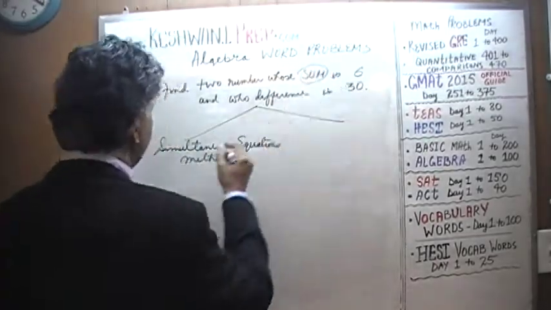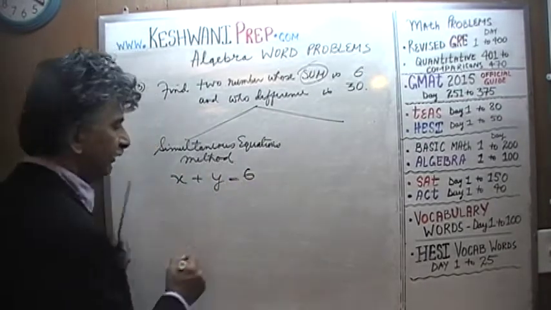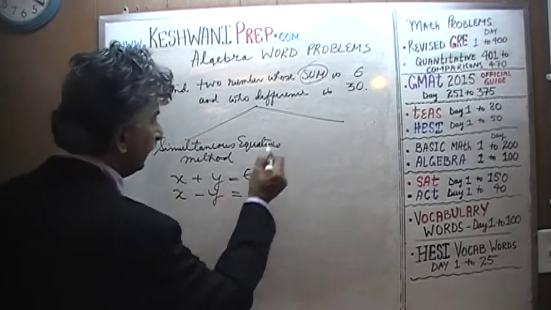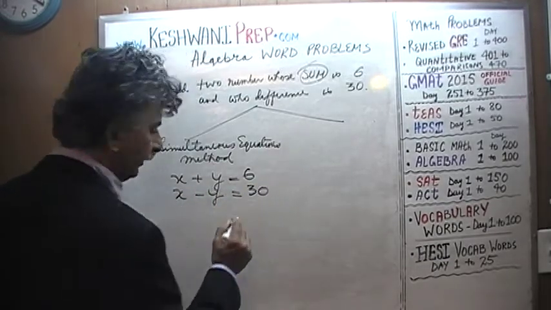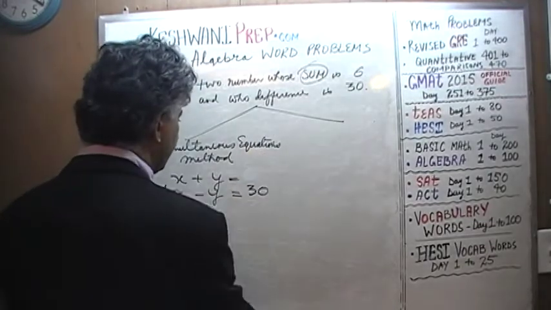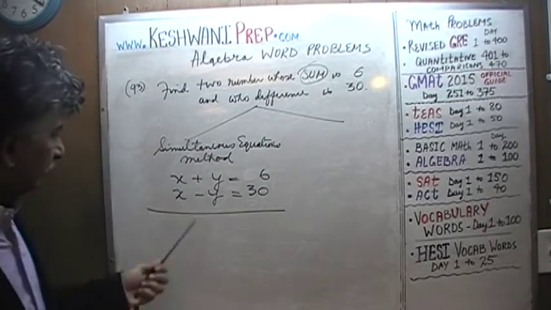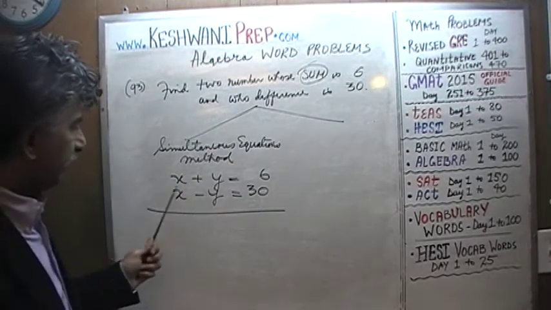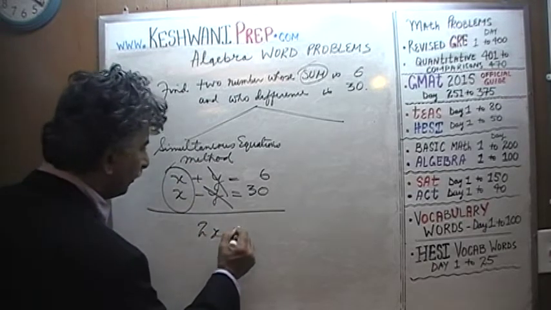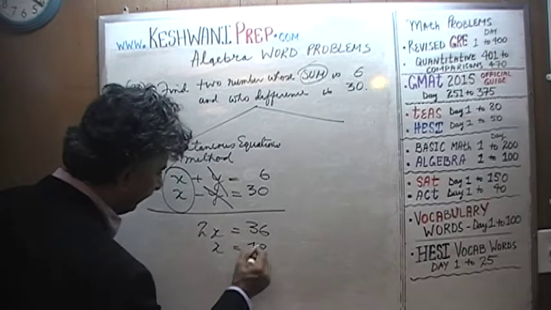Their sum is 6. So we have two variables here, two numbers, and their sum, we are told, is 6. We are also told that when you take a difference, x minus y, that is equal to 30. I'm going to move this 6 so it lines up properly with the unit digit. Let's add the two equations. If we add the two equations, positive y and negative y are going to kill each other, and we end up with 2x equals 36, which means x is equal to 18.